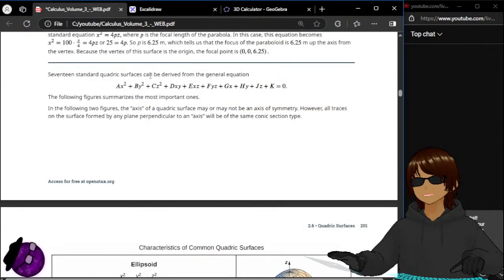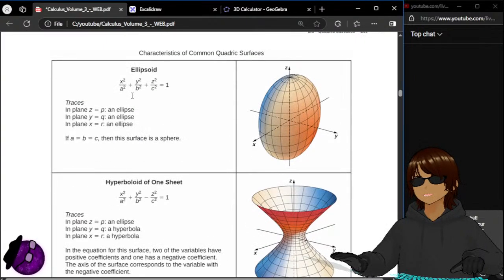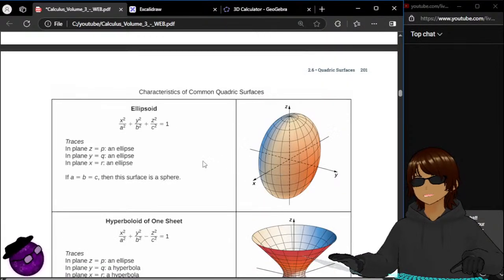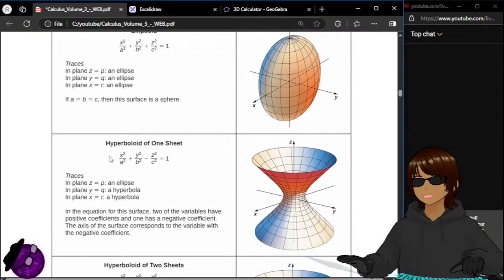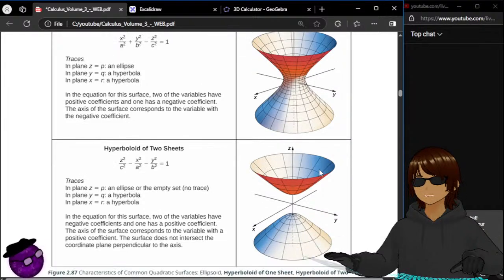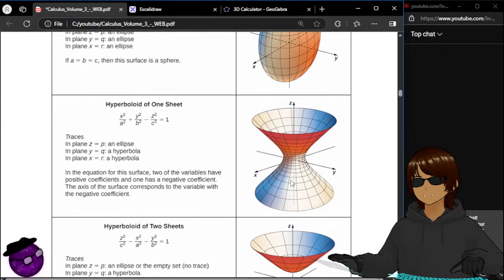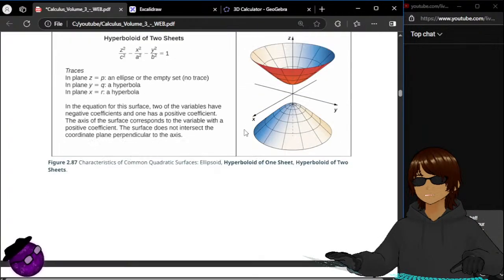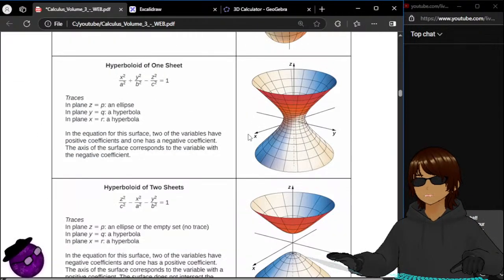17 standard quadratic surfaces can be derived from the general equation. The following figure summarizes the most important ones. So an ellipsoid, in each plane it's an ellipse. We have hyperboloid of one sheet, and then there's also hyperboloid of two sheets. So it gives an ellipse on one of the planes and hyperbolas on the other two. Same thing here.